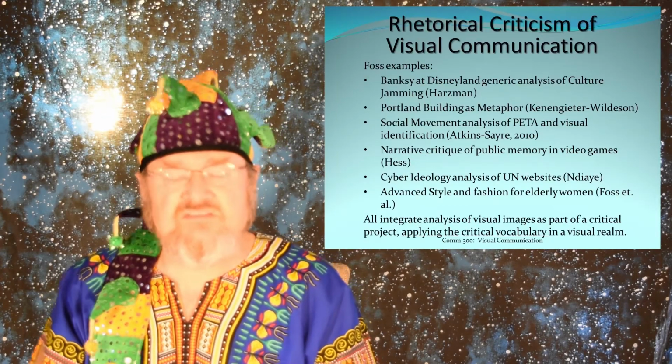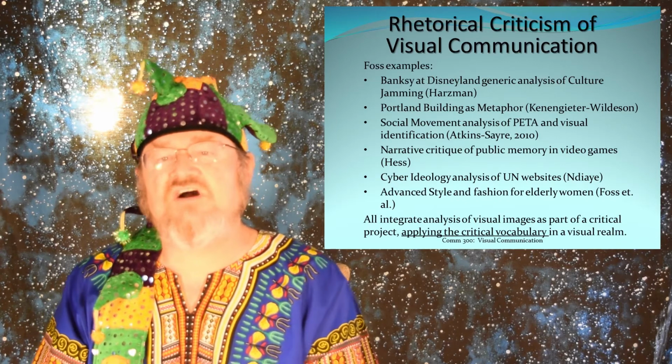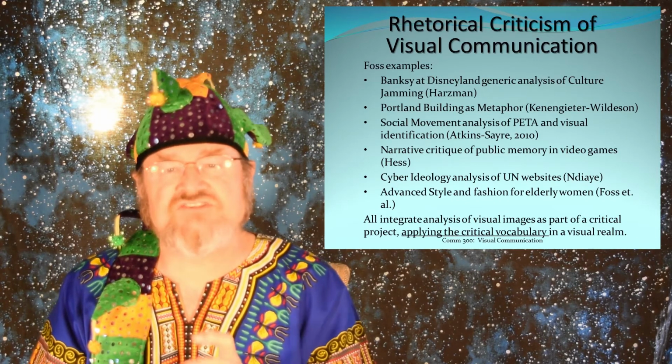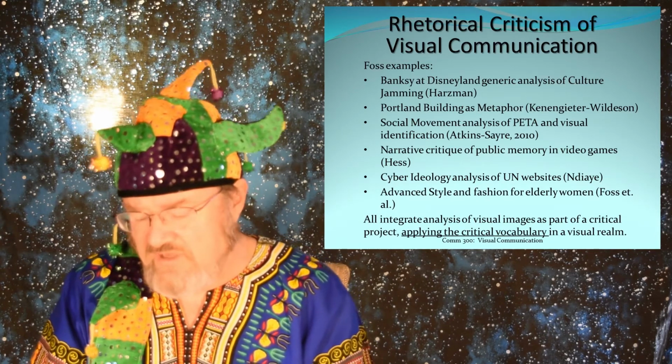So how does this work with rhetorical criticism? Well, the vocabulary that we've just gone over, often it isn't very critical in nature. It's just kind of describing, here's what's in the image. So oftentimes visual criticism is in conjunction with another vocabulary. So a Banksy Disneyland analysis, these are all in the Foss book, uses a genre analysis and talks about culture jamming as a genre of protest, in this instance against the detainment at Guantanamo Bay.